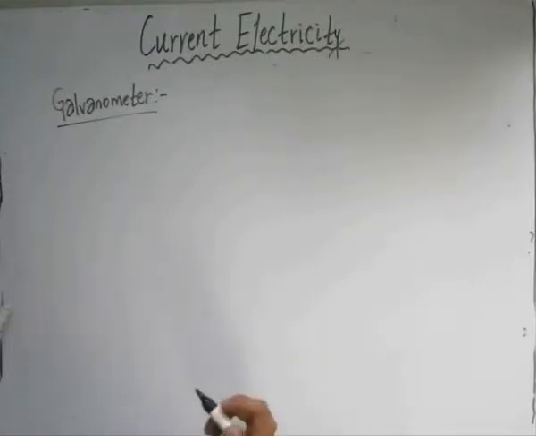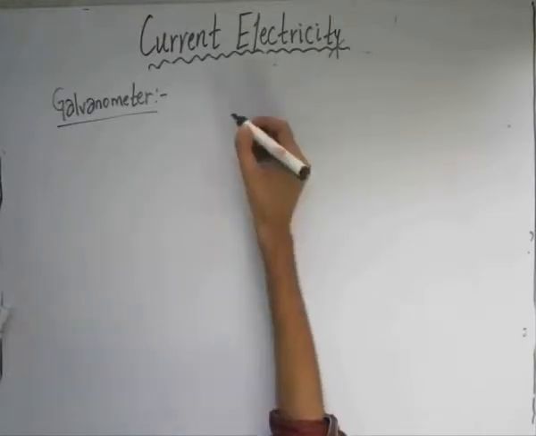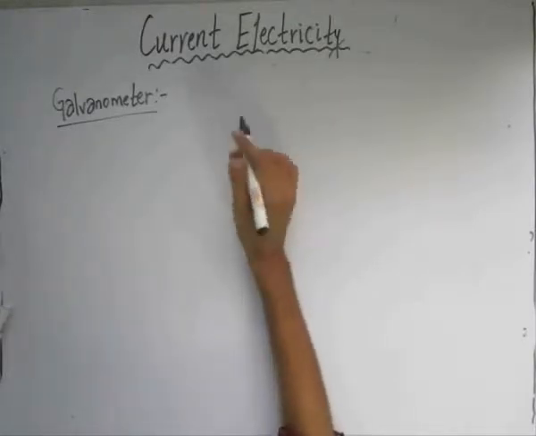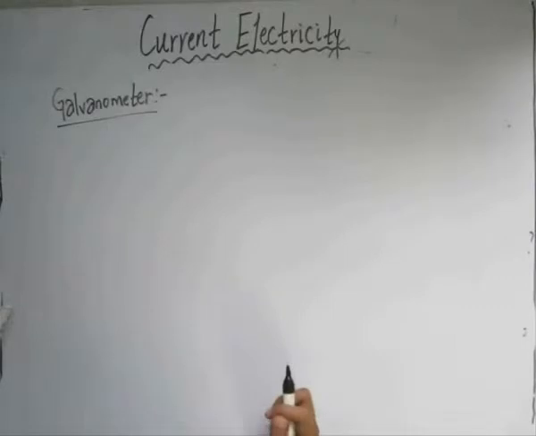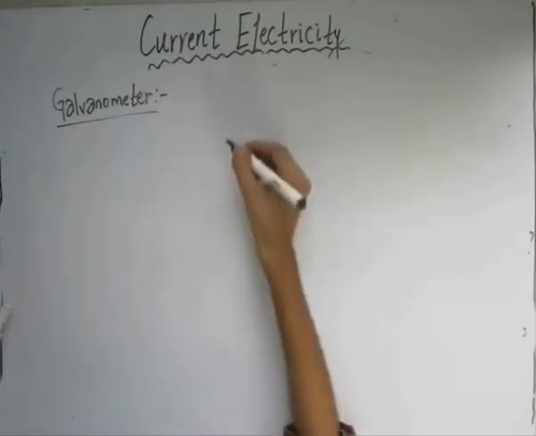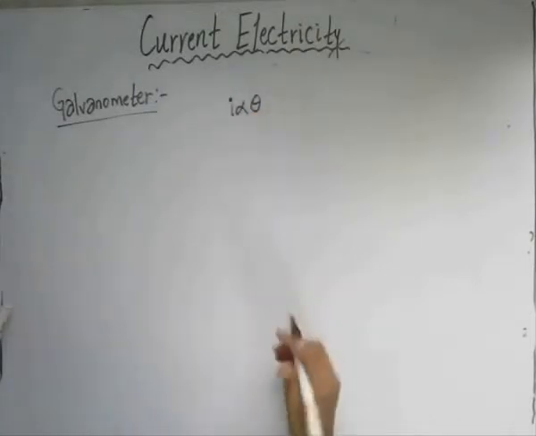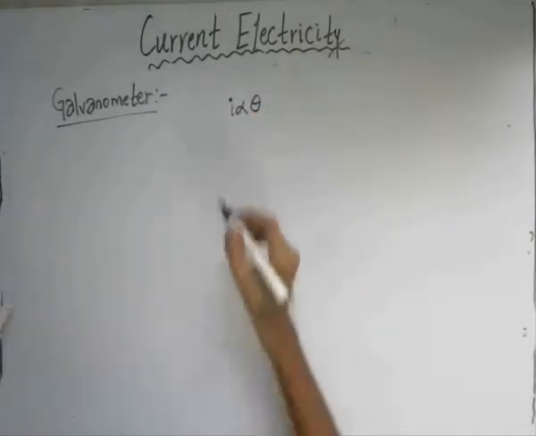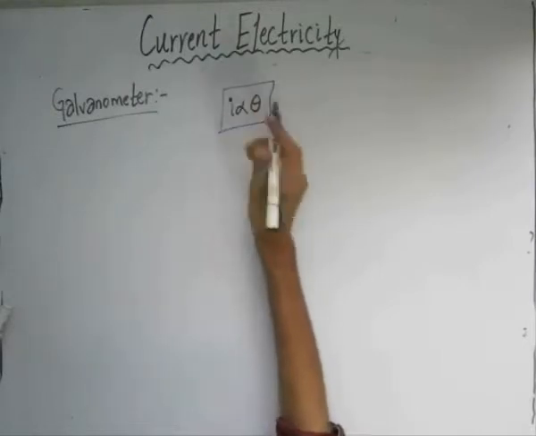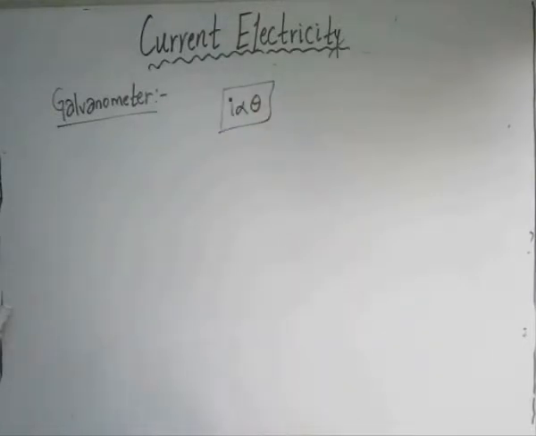In this type of moving coil galvanometer, the current which is passing through the galvanometer causes some deflection, and that deflection is proportional to the current flowing in the galvanometer. So there is a direct relationship between the current and the deflection in the galvanometer. This is why there is a linear scale in a moving coil galvanometer.